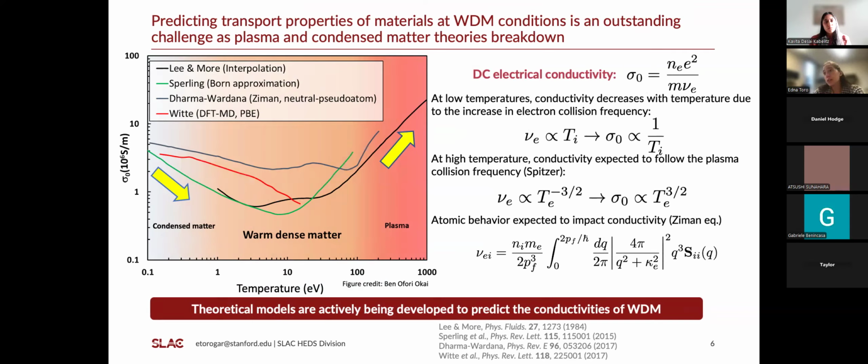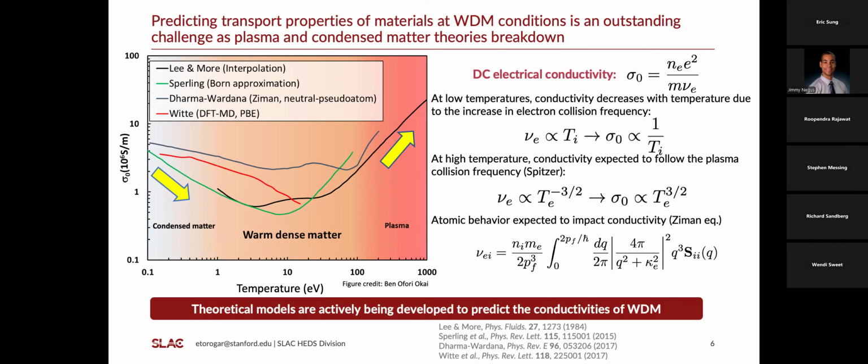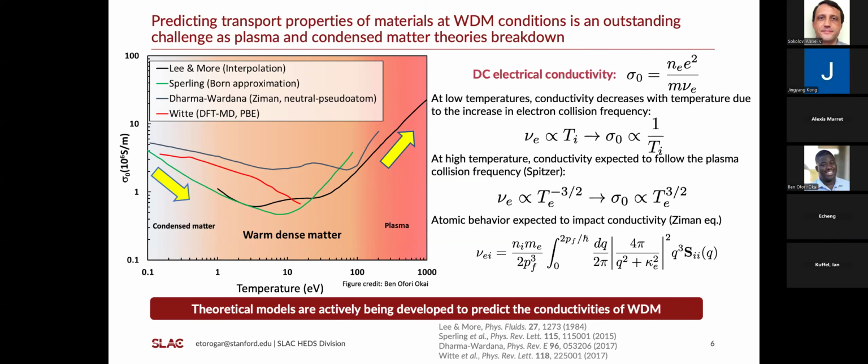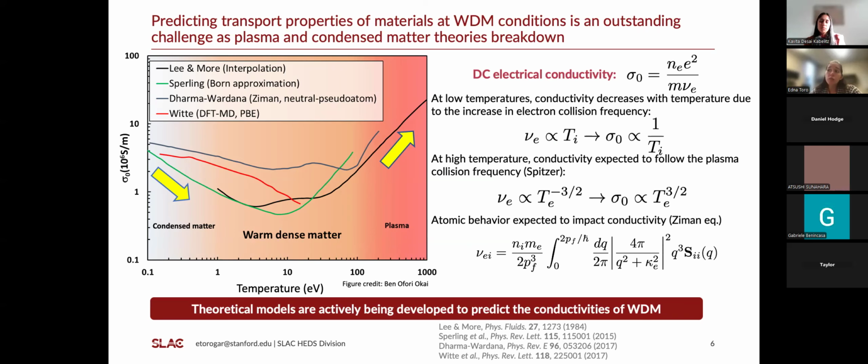Well, here you can see some predictions that we have for the transport properties of the warm dense matter. Specifically, in this presentation, we will be talking about conductivity. Here you have some predictions of the conductivity and how it evolves when it changes from condensed matter into plasma physics. For a condensed matter system, we expect the conductivity to decrease as you increase the temperature. When you go to a plasma, however, the conductivity increases as you increase the temperature. And in the warm dense matter regime, there will be an inflection point.